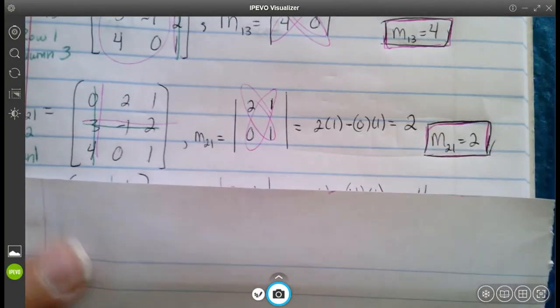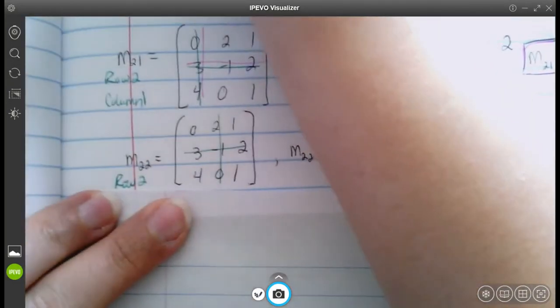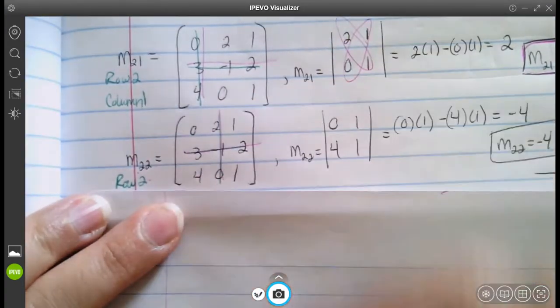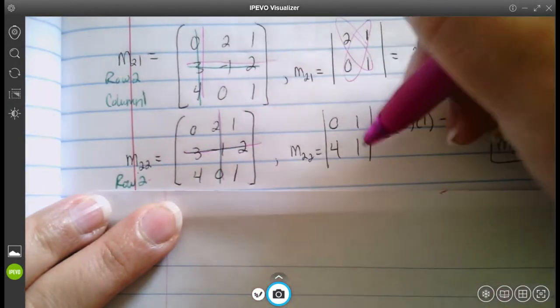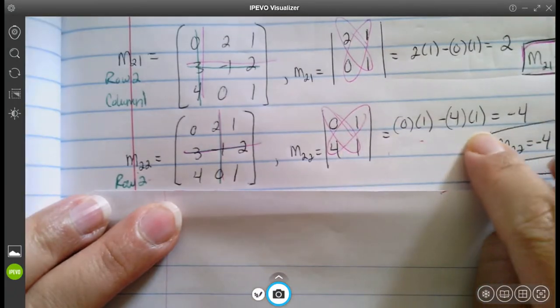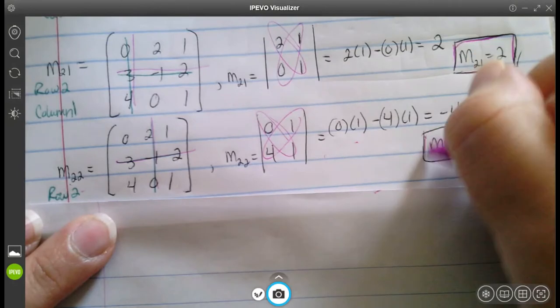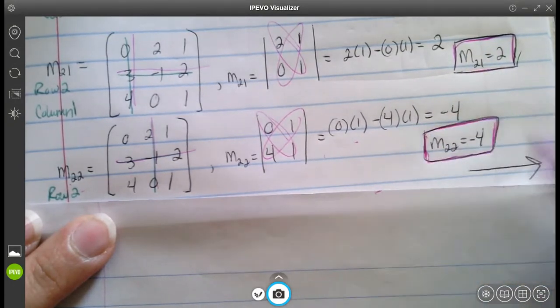I think I did it one more time. Yeah, one more. So I went ahead and did one more. M22 would be row 2, column 2. Okay, so these are our 4 numbers. Multiply 0 times 1 minus 4 times 1, which gives us -4. And this would be the minor for row 2, column 2.